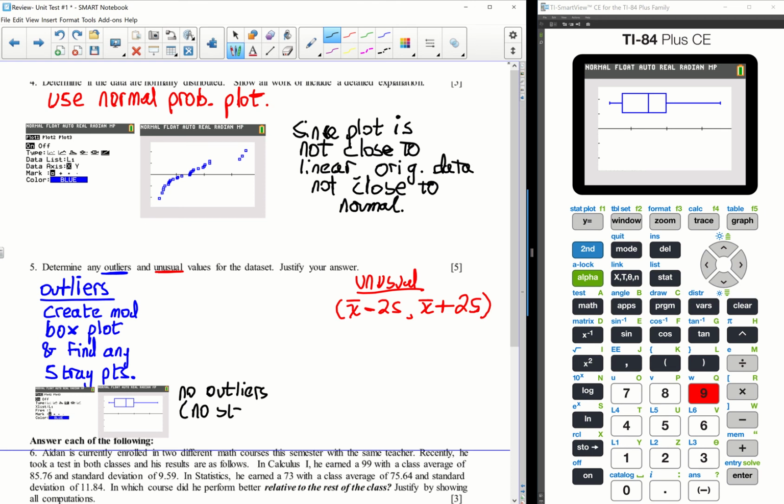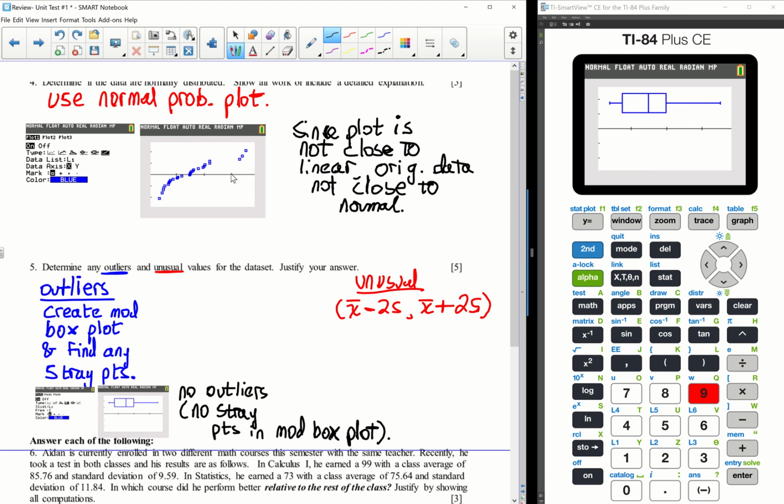No stray points in the modified box plot. So you don't need to redraw the box plot.